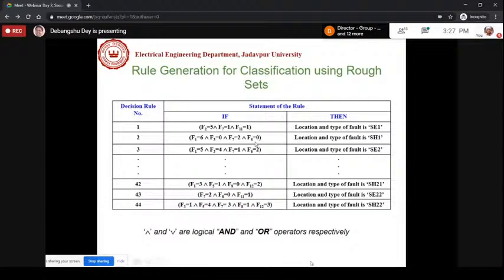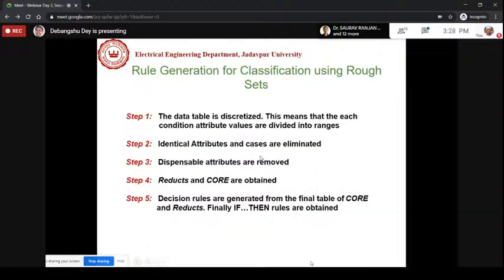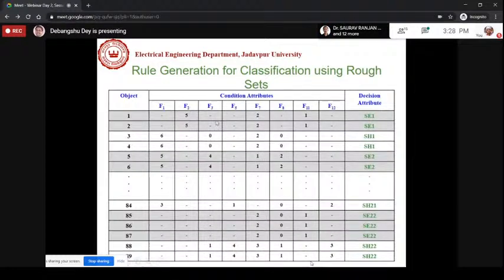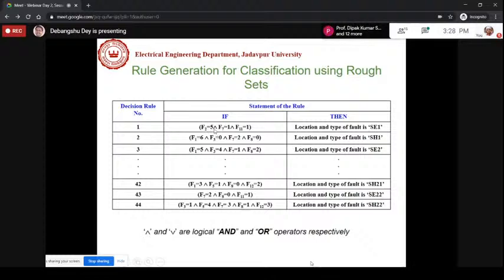So now we can have the if-then-else rule. Just take the first one. F2 is 5, F7 is 2, F11 is 1. So let us write down. Say F2 is 5, F7 is 1, F11 is 1. So if F2 is 5, and, this symbol means the logical AND, F7 is 1 and F11 is 1, then the location and type of fault is AC1. That is a series type fault at location 1.